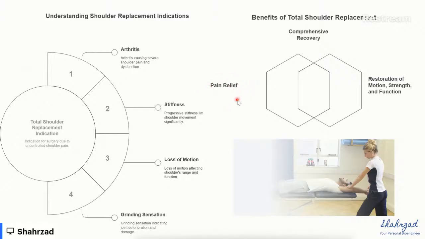They're designed to remove the tissue that is causing pain. So pain relief is one of the immediate effects. Comprehensive recovery is something the patient would need to consider before surgery because that is the way forward during the recovery period. And restoration of motion, strength, and function.